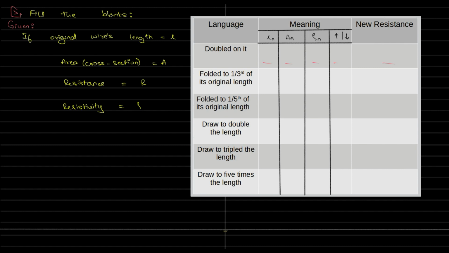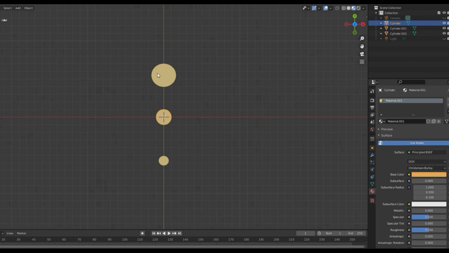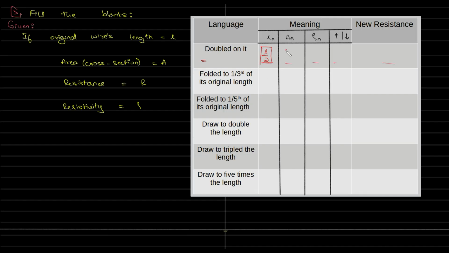That's the whole question. So when we double something on it, it means that the length is decreased by twice. Basically, doubled on it means this length is decreased by 2 times, and the area of cross section will double. That's how the area of cross section changes. Resistivity will not change. It will be the same as whatever this is.